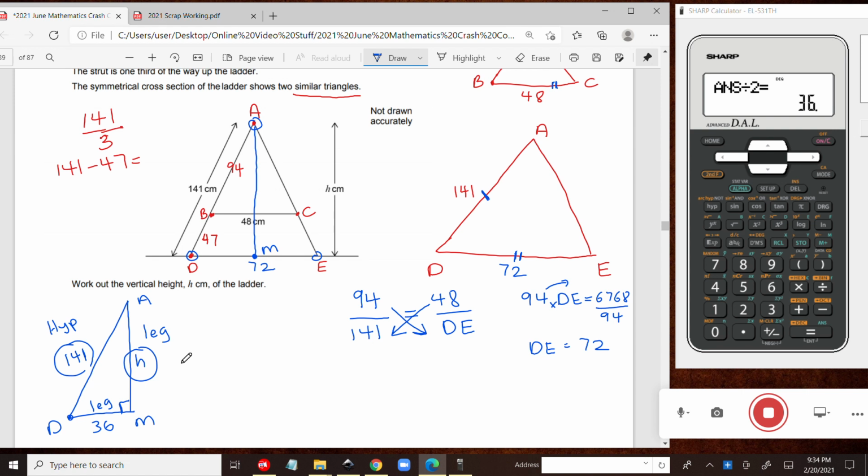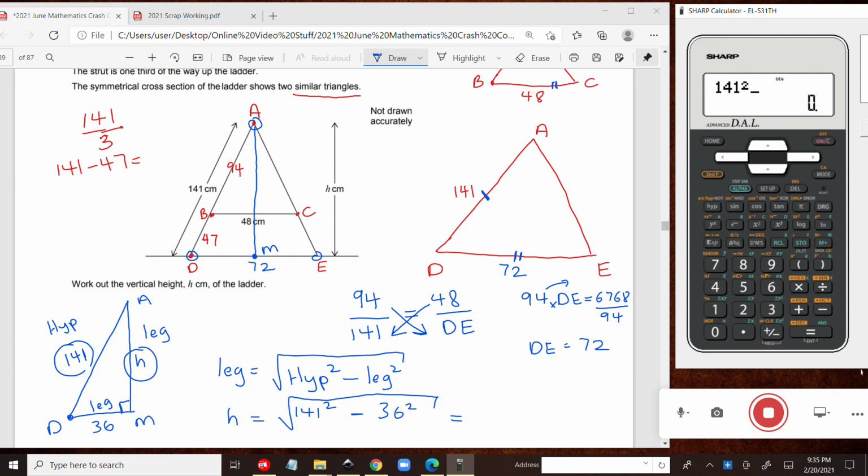Anytime you want to find one of the legs, right, you have to use this formula here. To find a leg, you have to take the hypotenuse, square it, and minus the other leg squared. But it has a minus sign. You just have to square root last. So to find h, which is the leg we want to find, is 141 squared minus the other leg, which is 36 squared, and we square root last. So let's work this out and we should be finished.